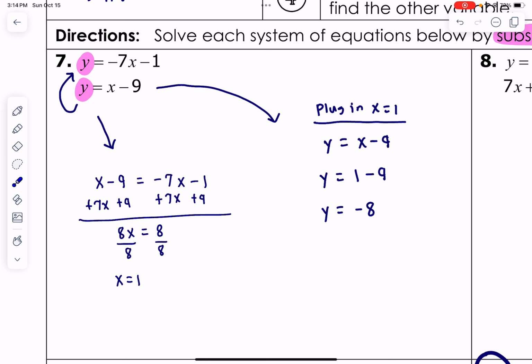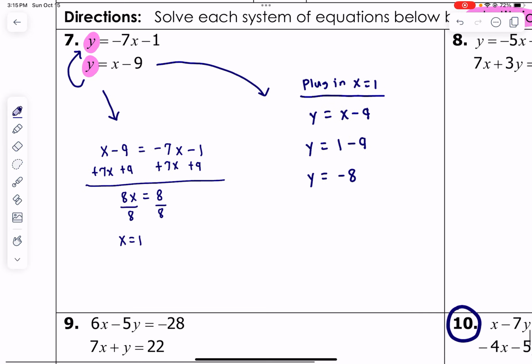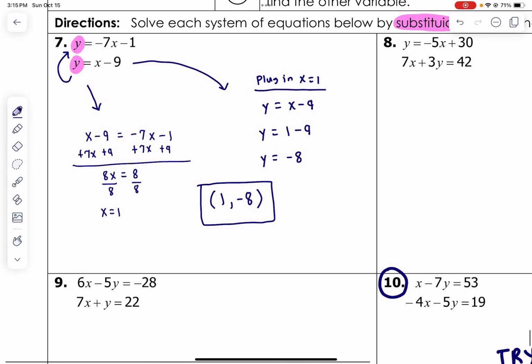Once again, if you were to substitute in this x value into the other one, you should get the same y value. So your final answer for this question, for this example, would be 1, -8. So this would be your final answer. And notice here that you only have one solution. Okay.